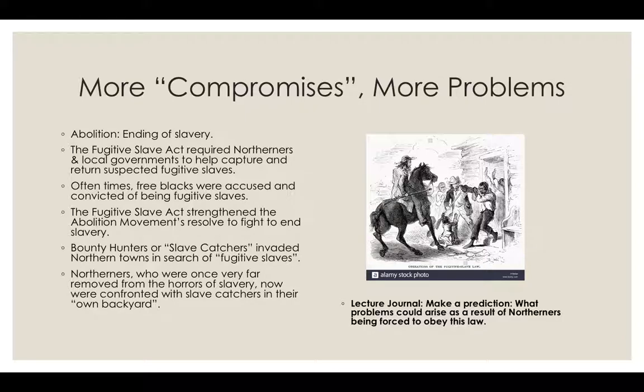Take out your lecture journal and give me one or two sentences. Make a prediction. What problems could arise as a result of requiring Northerners to capture and assist in capturing suspected slaves and also punishing anyone who is assisting fugitive slaves? What problems could arise as a result of Northerners being forced to obey this law?